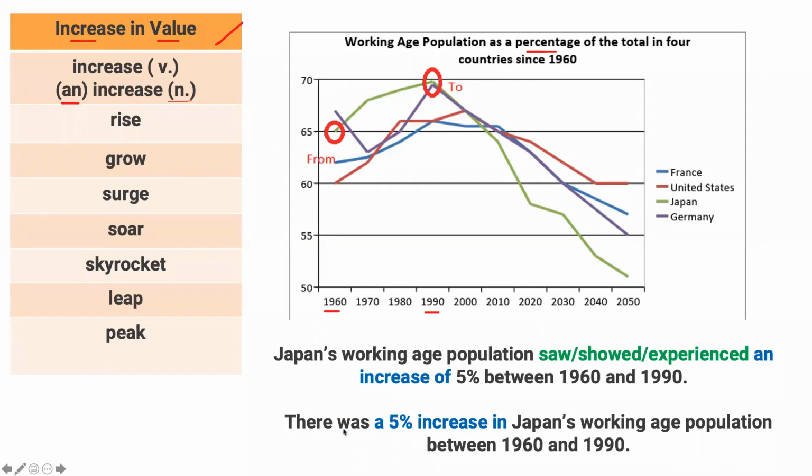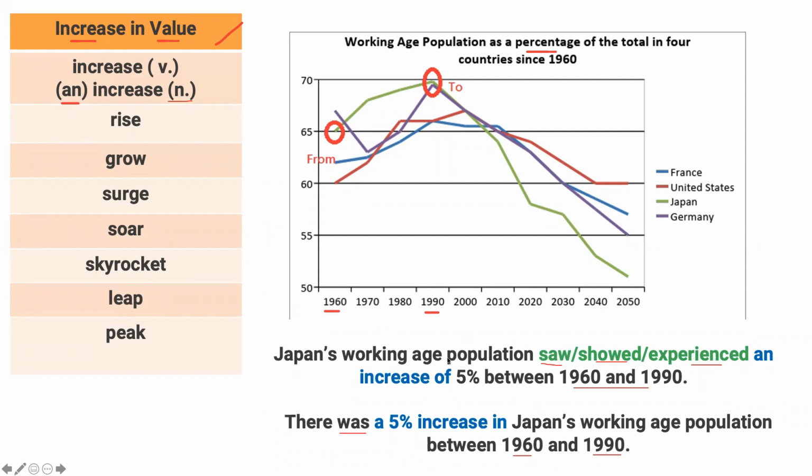Also, really something important to keep in mind is the fact that we're using the past simple here because we are being specific. So we're talking about a specific moment in time, and that is 1960 and 1990. Same thing here. We see saw, showed, and experienced. These are all in the past tense because, again, we are specific, talking about a specific moment in the past, and that would call for the past simple.